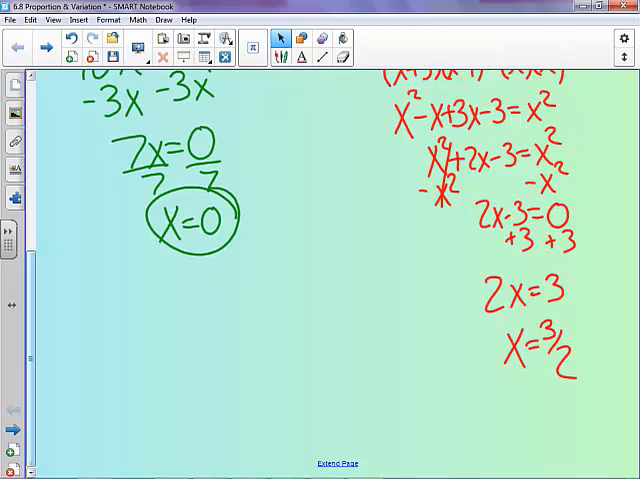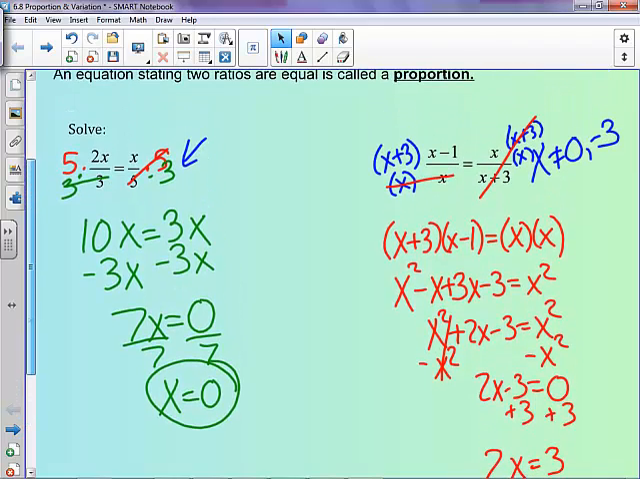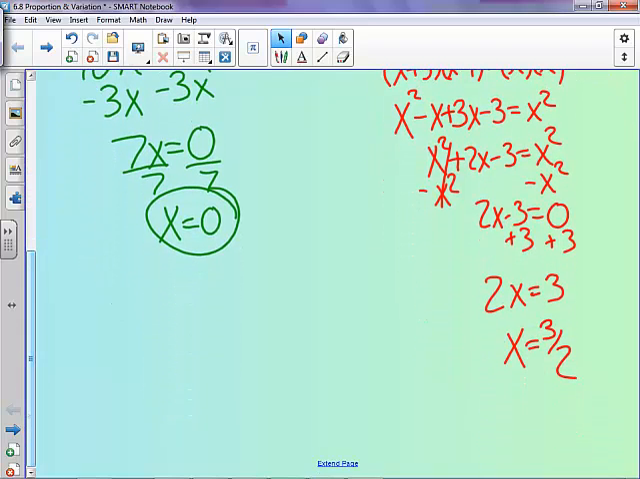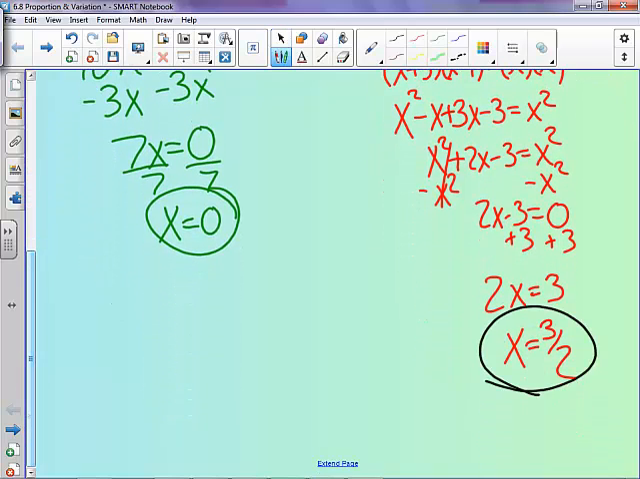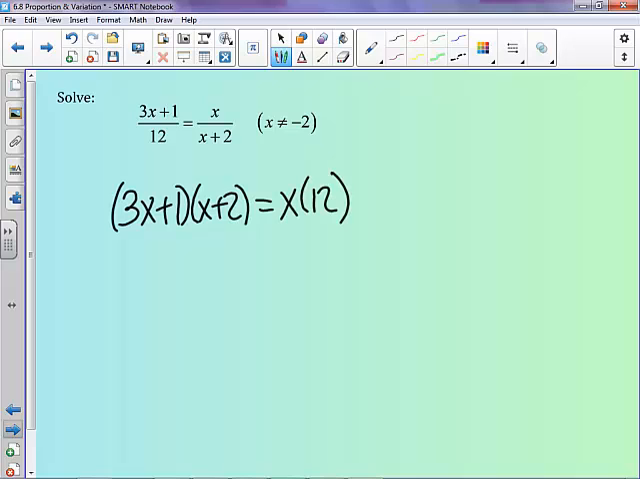And now let's check. Our answer is 3 halves. Notice those were not either of the numbers we can't have for our answer. So we are good. On this one, notice we're already stating x can't be -2. So when we cross multiply, on this side we'll be left with 3x plus 1 times x plus 2. And on the right side we'll be left with x times 12. Distribute.